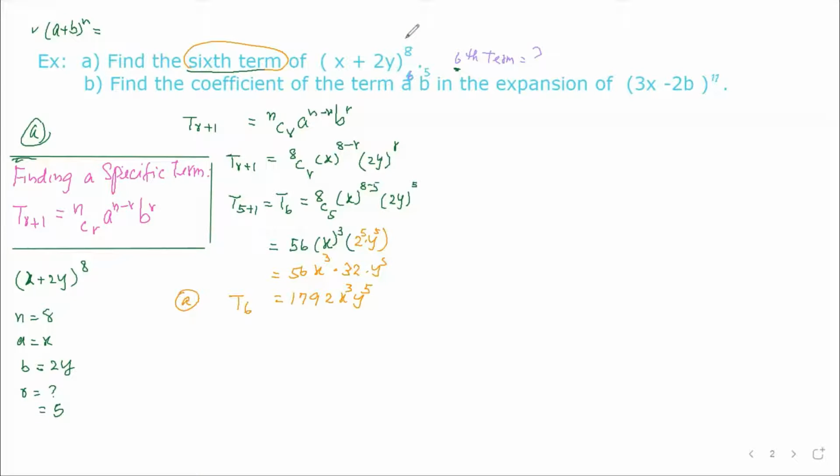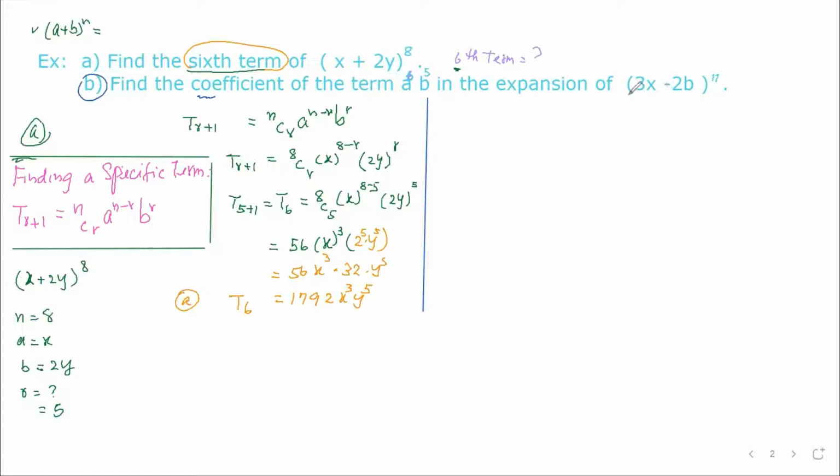Now we go to question B. Okay, we do question B now. Question B, maybe I write down here. B wants us to find the coefficient. Coefficient means the number in front of the unknown, a power 6, b power 5, in the expansion of this one.